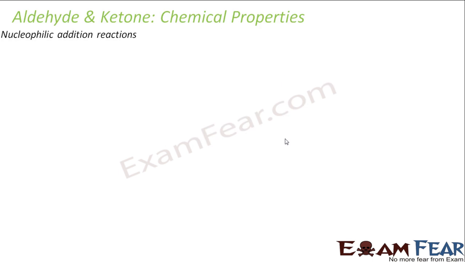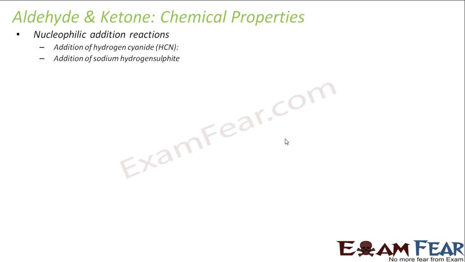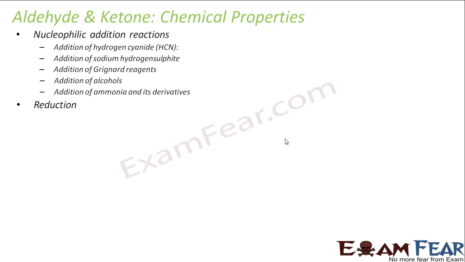So for the chemical properties of aldehydes and ketones, we'll talk about the nucleophilic addition reaction. In that, we'll talk about the addition of hydrogen cyanide, addition of sodium hydrogen sulphite, addition of Grignard reagent, addition of alcohols, addition of ammonia and its derivatives. We'll talk about reduction. In reduction, we'll talk about reduction to alcohols and reduction to hydrocarbons.